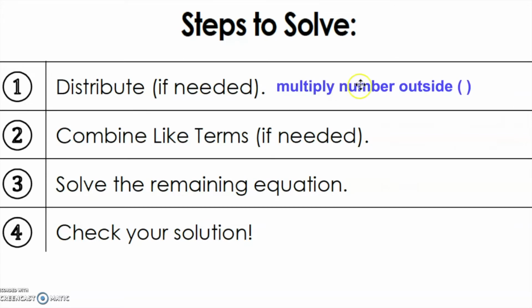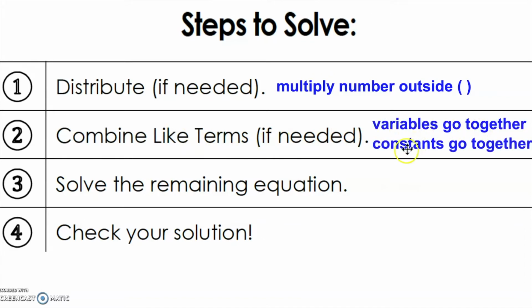If we see a number outside of a parenthesis, we're going to multiply it. That's distribution. We're going to share that number with the parentheses it's in front of. If we see terms that are alike, we're going to combine them. Variables are going to go together and constants are going to go together. Remember, constants are the numbers without a variable.